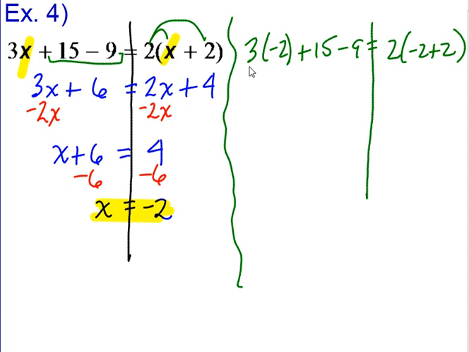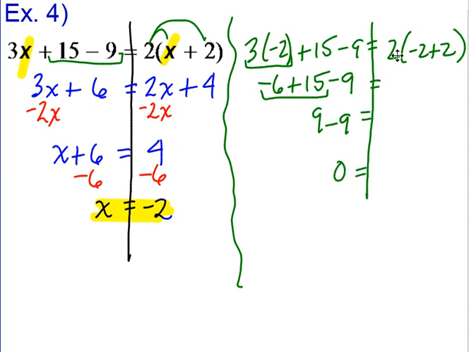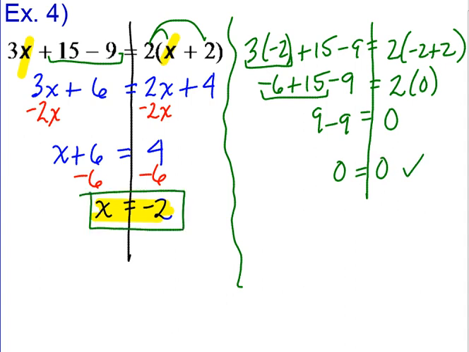Working on the left side here, 3 times negative 2 is negative 6. Negative 6 plus 15 is 9. And 9 minus 9 is 0. Working on the right, starting from the parentheses, negative 2 plus 2 is 0. 2 times 0 is 0. We bring it down, it checks out. So x does indeed equal negative 2.